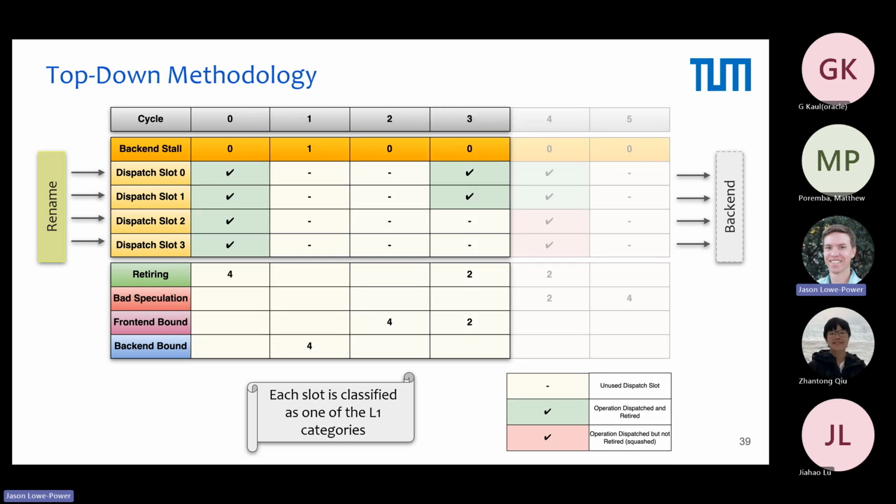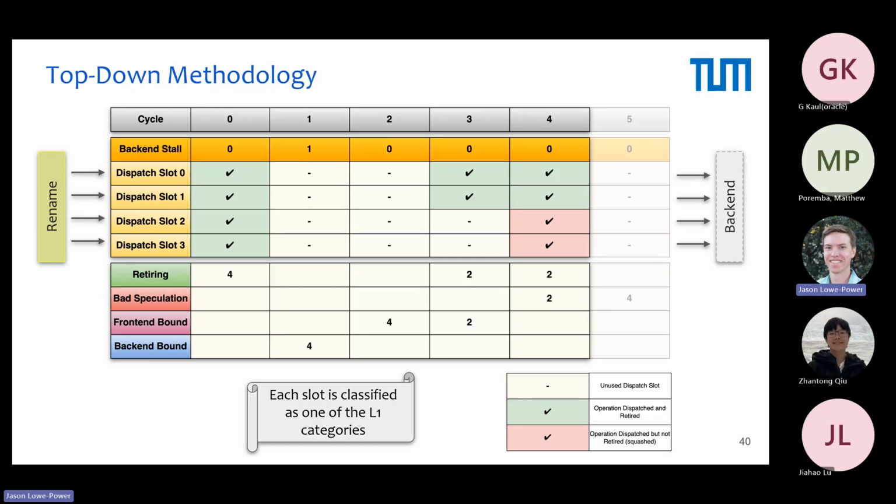And then we can have combinations like these. Two dispatch slots were utilized and 2 are unutilized, so 2 to retiring and 2 to front-end bound. And then in the fifth one, we have dispatched 4 instructions, but only the first two are successfully retired. The last 2 are scratched due to being on a mispredicted path.